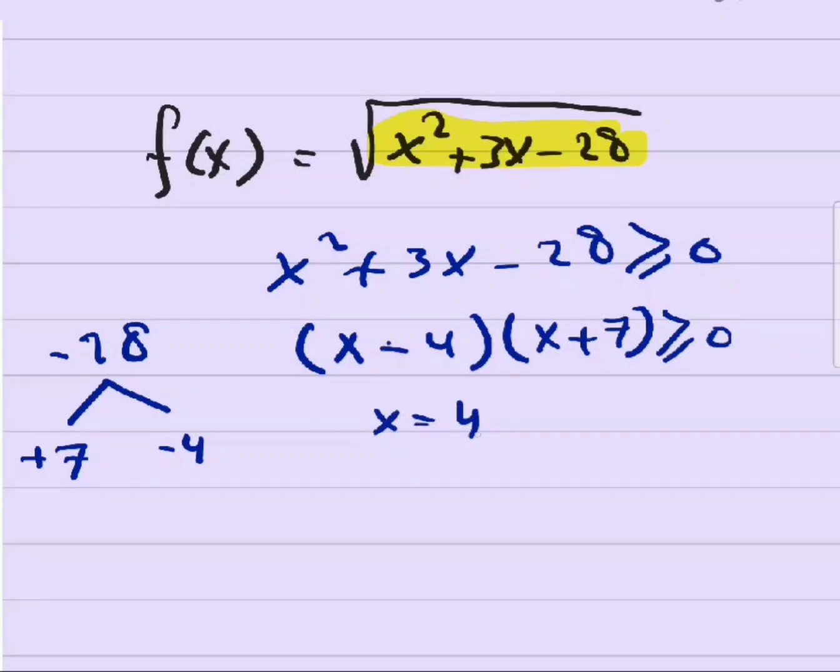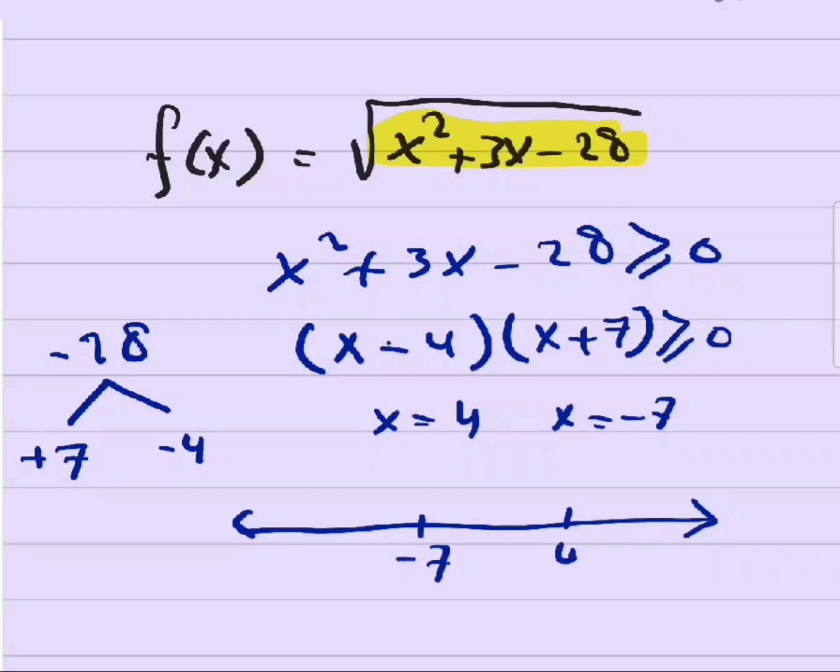Now what I'm going to do is make a number line with these two values. Now negative 7 and 4 are included, so let's put a closed circle. Now for this type of problem, we need to be careful. We need to find out which of these 3 regions will work. So we need to check the signs. We need to see which one is positive and which one is negative. So let's check this region first.